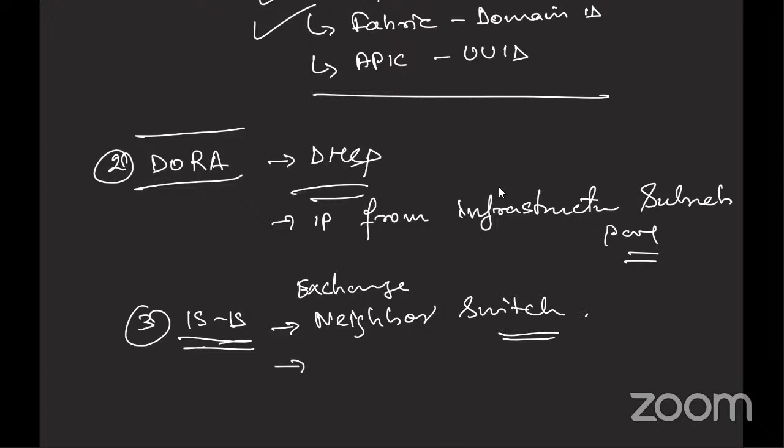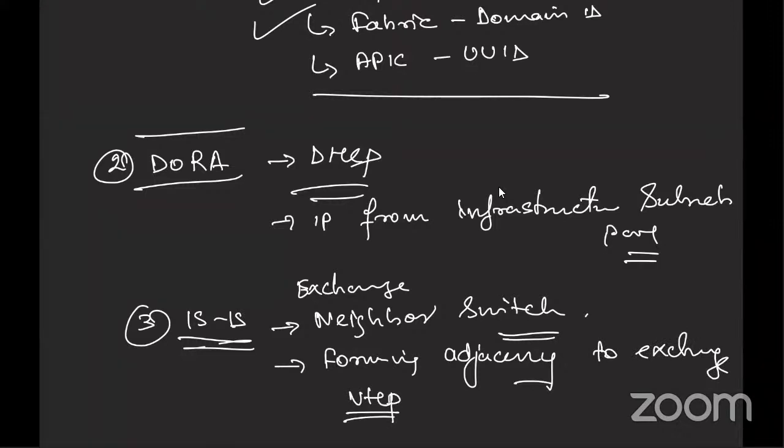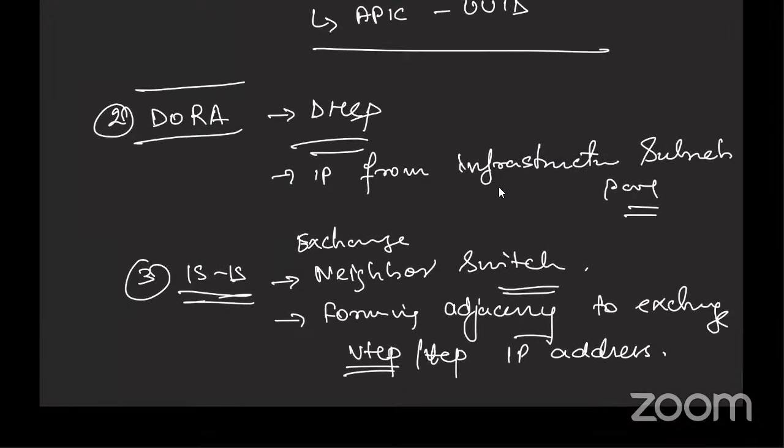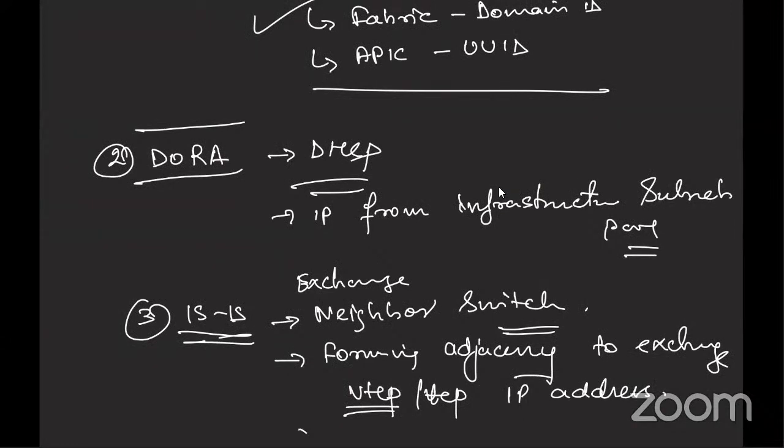It's going to start forming adjacency to exchange your VTEP or TEP IP address. Okay, so this is on the command line: show isis adjacency vrf overlay-1. By default, all the infrastructure-related things are assigned automatically in a VRF which is named overlay-1. Those who don't know what VRF is, don't worry. Once we do the advanced lab, I'm going to show you.